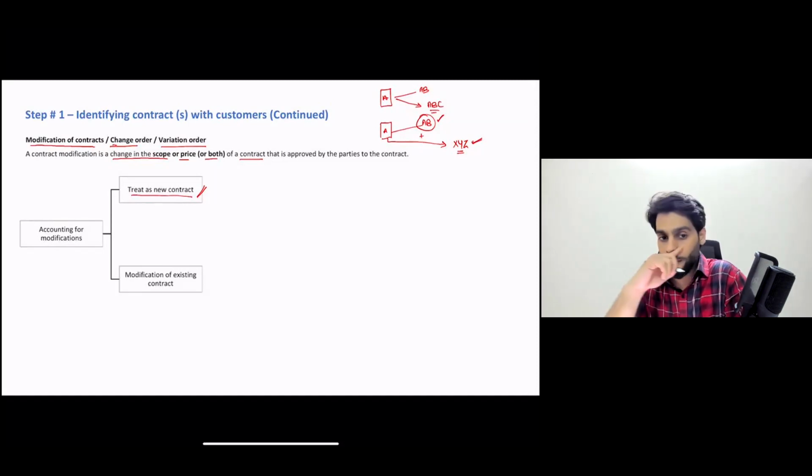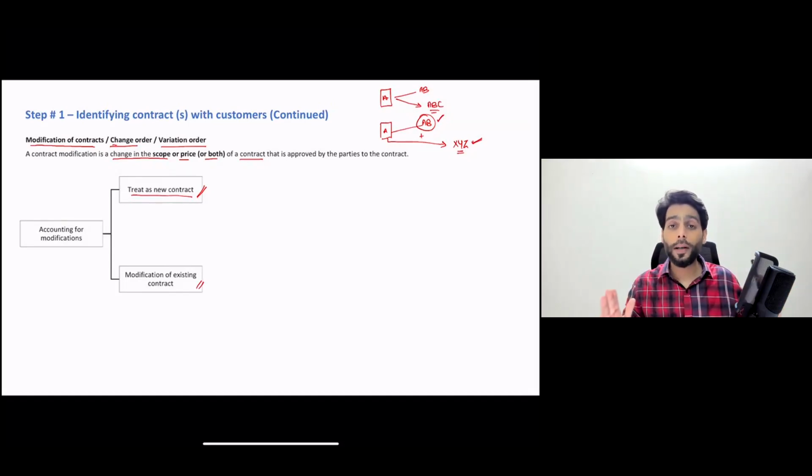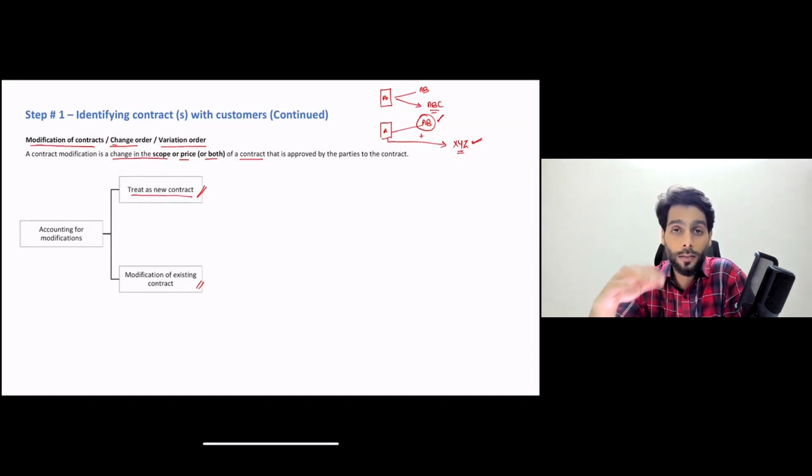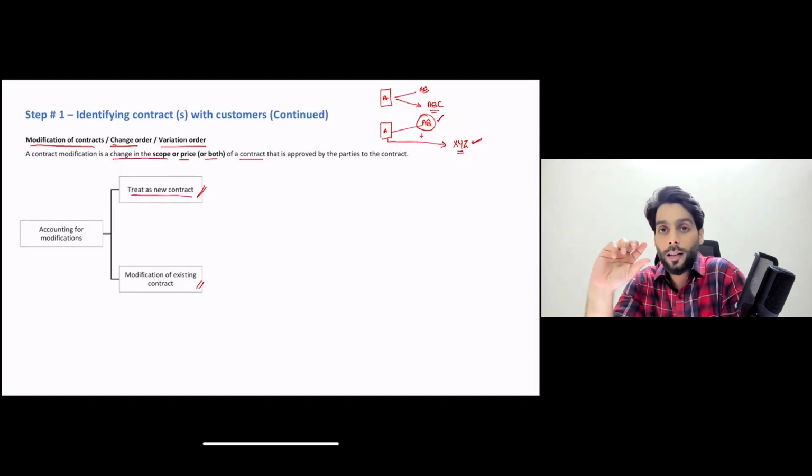The other treatment, which is the more technical treatment, I would say, is basically modification of existing contracts. One is that you treat the modification as a new contract. In that case, there are two separate contracts. Separately, you have to follow those 5 steps of IFRS 15. But in case a new contract is not established, but the same one which you are carrying since before is modified, then there is some technicality.